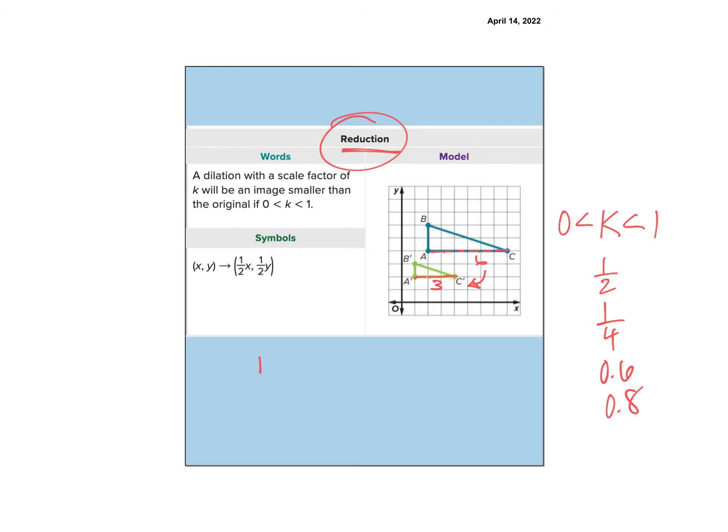We also learned that to find that scale factor, you can do the new length over the old length. So my new length was 3. My old length was 6. If I just divide that down, divide by 3, I end up with 1/2. And there is my scale factor, which is what I dilated by.